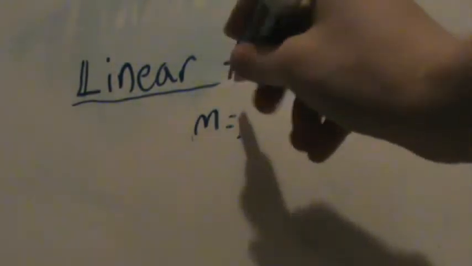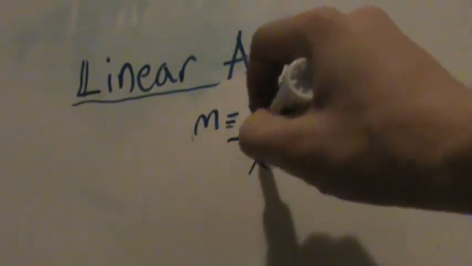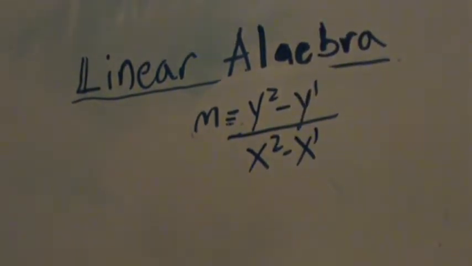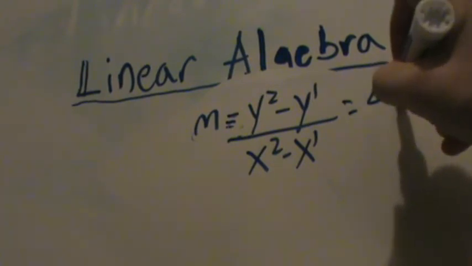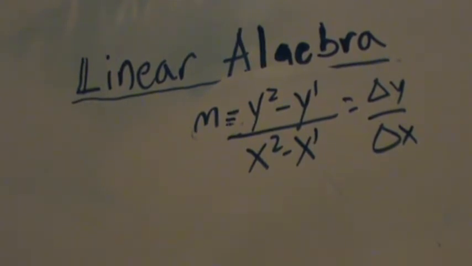In another way we can say this: m equals y2 minus y1 over x2 minus x1. And from our definition, this is equal to delta y over delta x. So what did we have for our coordinates there? Well, we said that it went through 0, 0 and goes up to 5, 5. So we know that m equals y2 minus y1 over x2 minus x1.